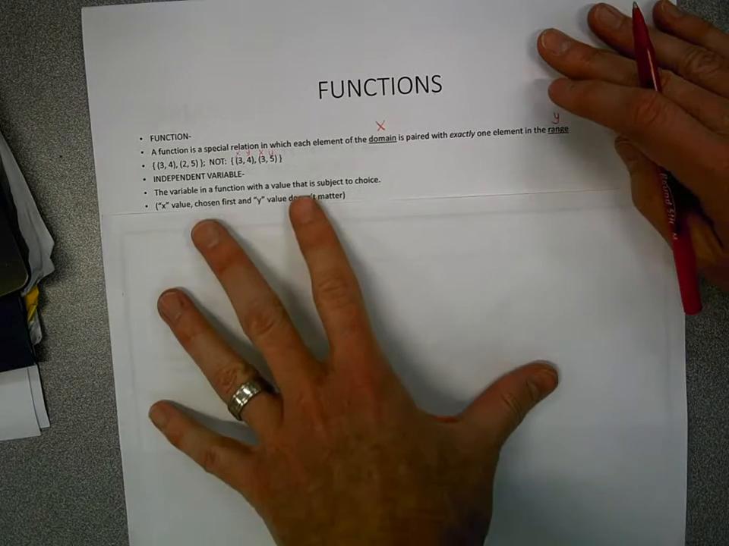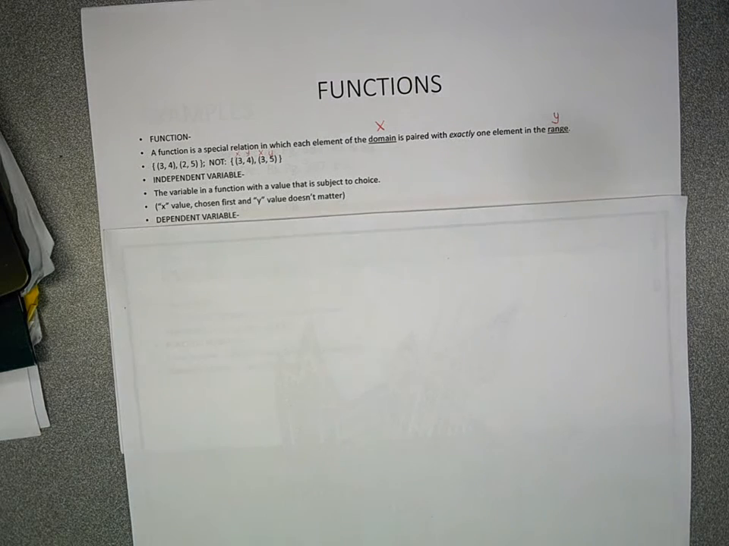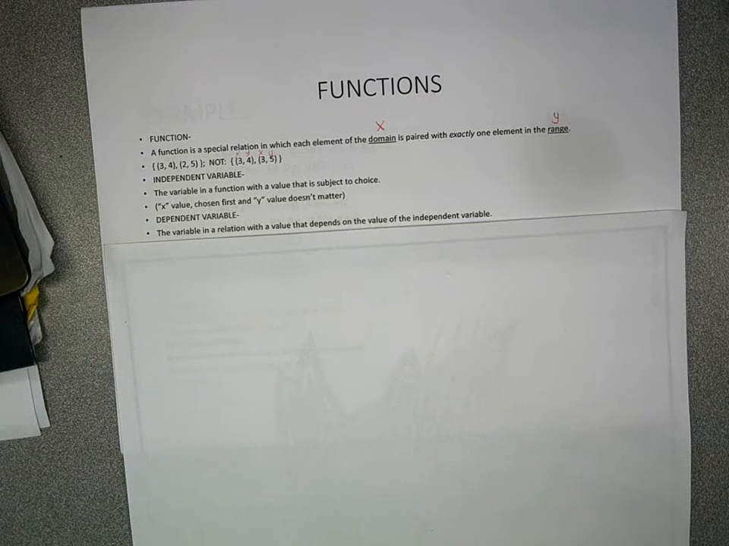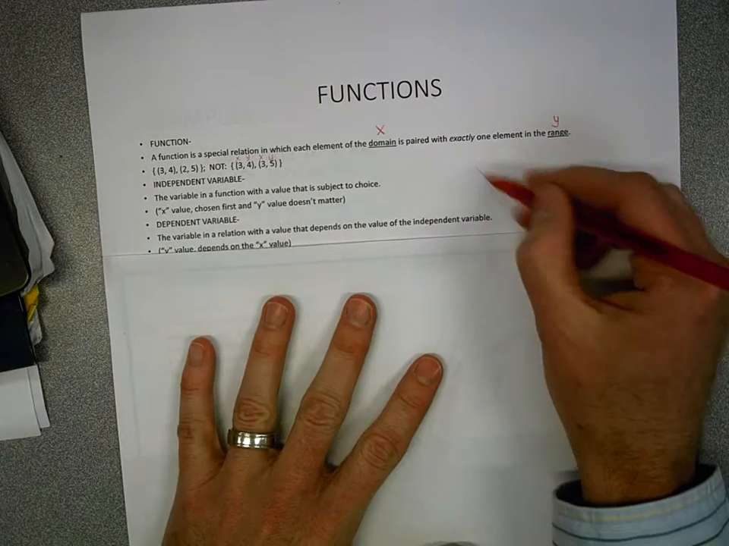And that is, of course, our next part, a dependent variable. Everyone? Dependent variable. All right, so this is the variable in a relation with a value that depends on the value of the independent variable. So here's what you need to know. This is usually the y variable. It all depends on the x variable. Now, I want to take you back before we go on to make sure that you understand what these two things are.